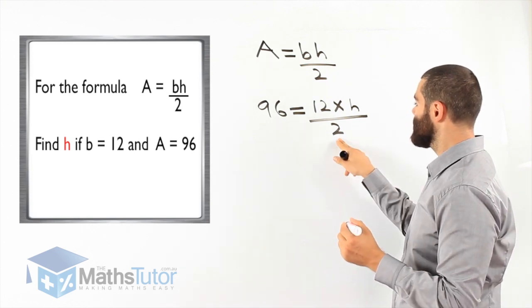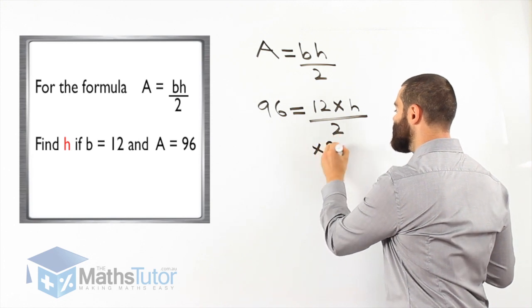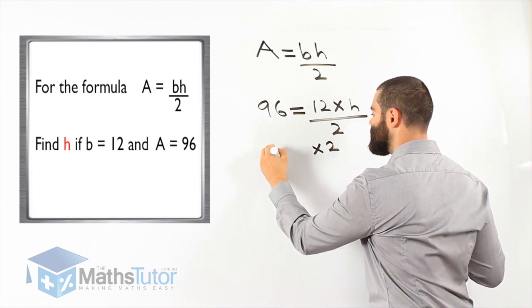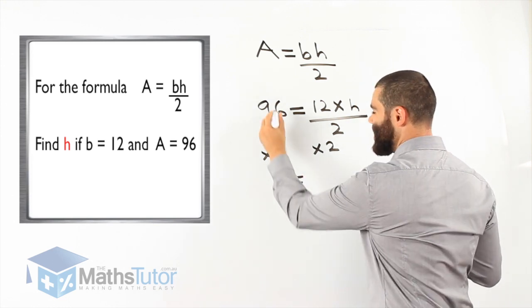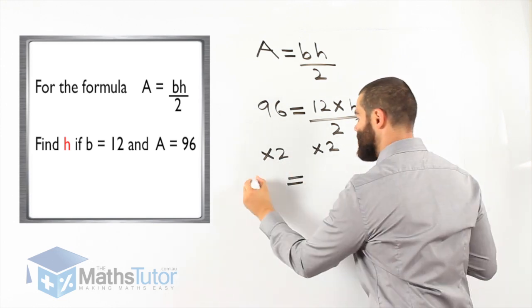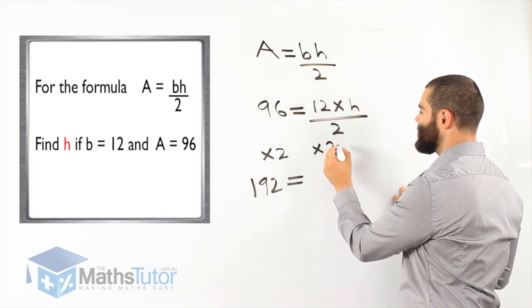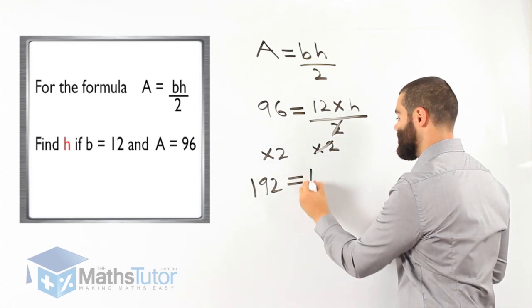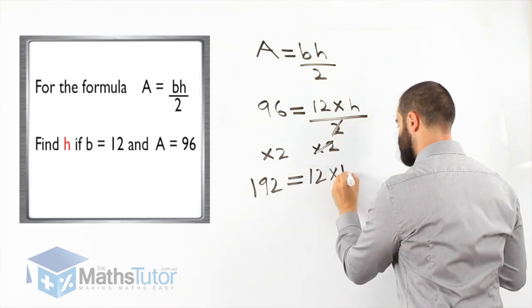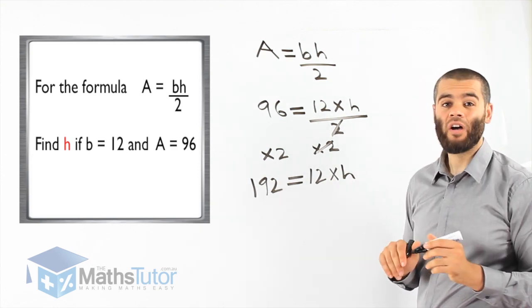Where do we start? Divide by 2 is times 2 on both sides. Times 2, times 2. 96 times 2, 192. Divide by 2 times 2, they cancel out. We're left with 12 times H. 192 equals 12 times H.